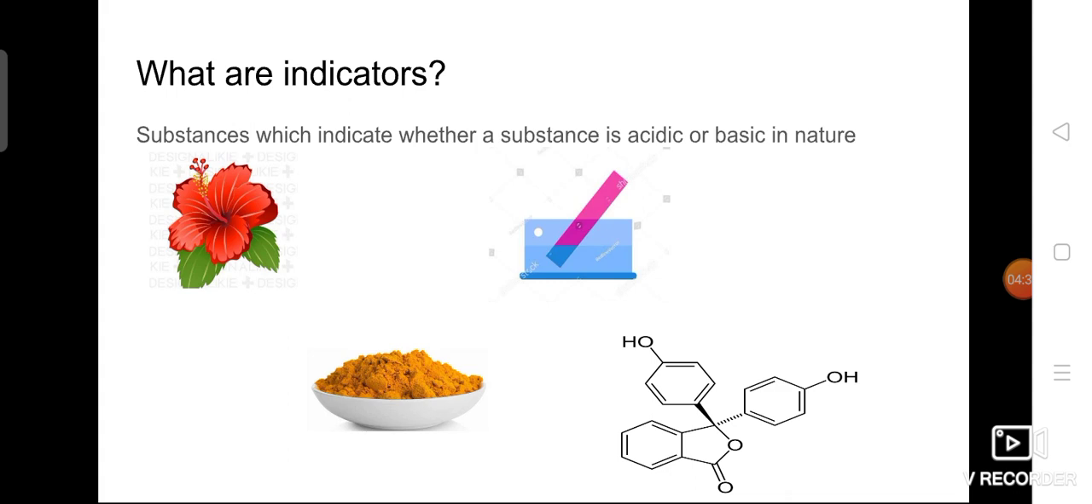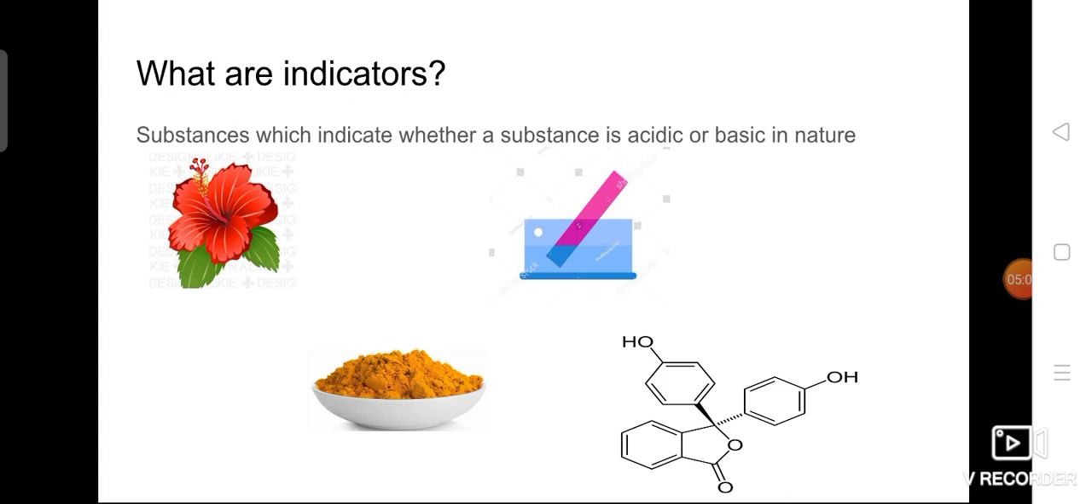Suppose I am giving you a substance and I ask you to check and tell whether it is an acidic or a basic substance. Now what do you have to do? You have to choose an indicator substance. With the help of that indicator only, you have to check whether the given substance is acidic or basic in nature.